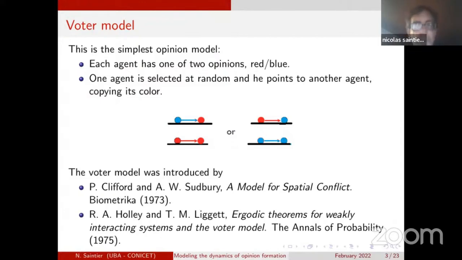So this is a very, very simple dynamic, which is completely understood from a probabilistic point of view, PDE point of view, everything.